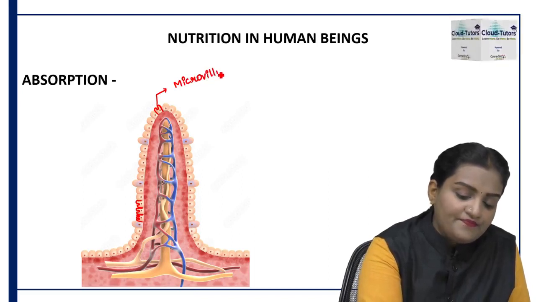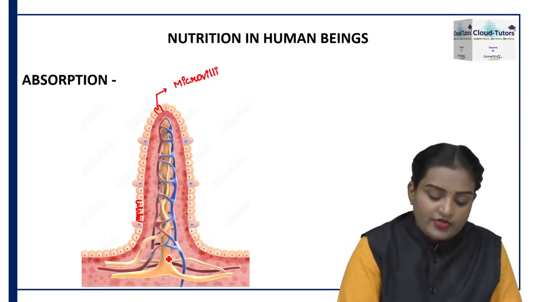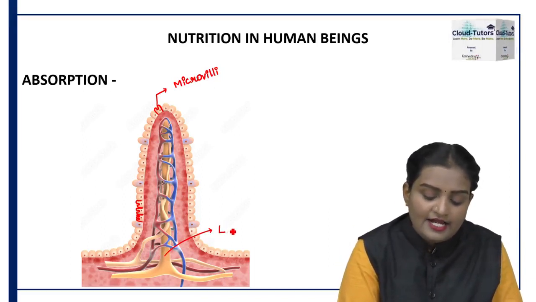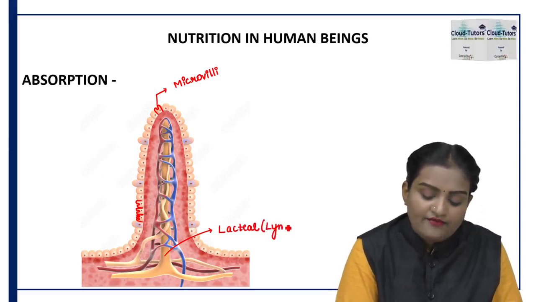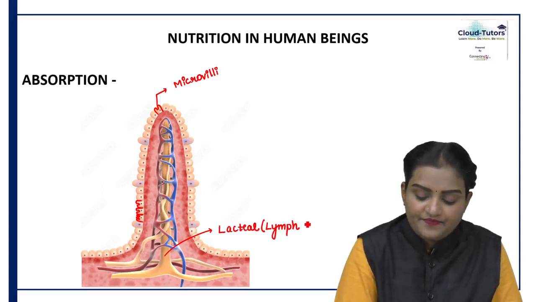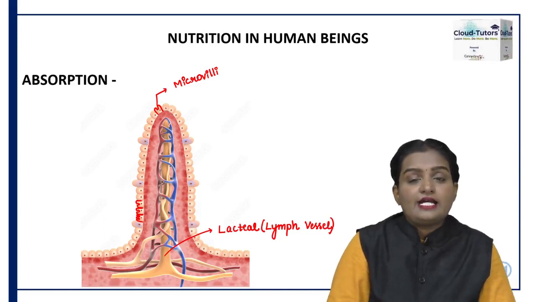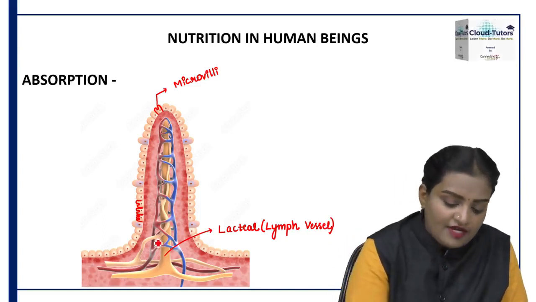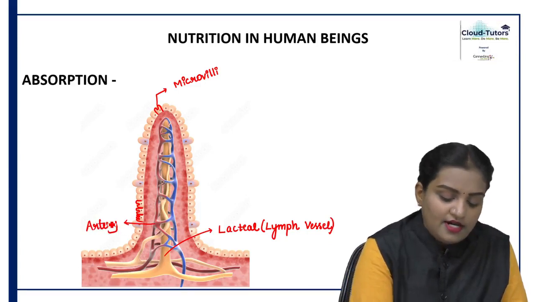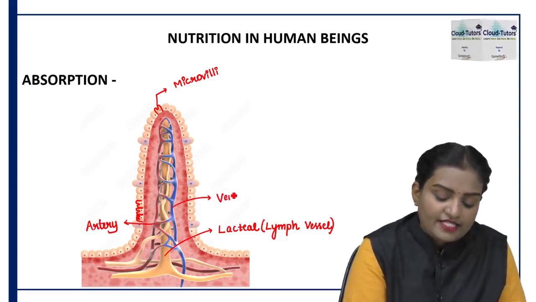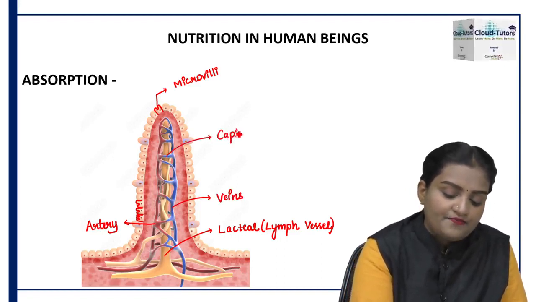microvilli. Okay, so how does the absorption occur? In the center you can see a structure known as the lacteal. The lacteal is nothing but a lymph vessel. And around the lacteal we have arteries on one side, veins on the right, and in the center we have capillaries.